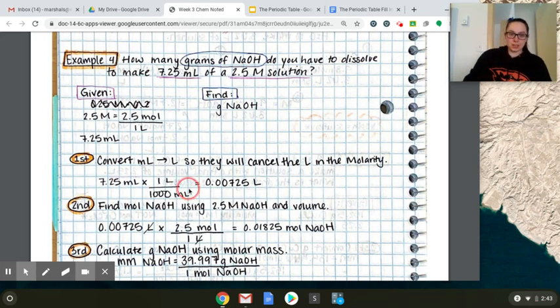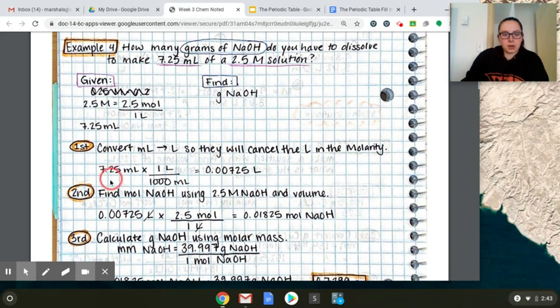That makes it so we can actually use this with molarity to find our moles of NaOH. Why do we have to find our moles of NaOH, you ask? Well, because we need to know the grams, and there's a really easy conversion to go from moles to grams. But I'm getting ahead of myself. So our second step here is that we need to find the moles of NaOH using 2.5 molar NaOH and the volume that we just calculated. And so let's use that.